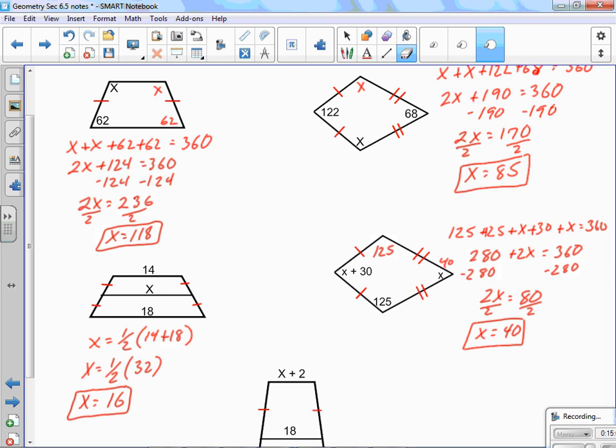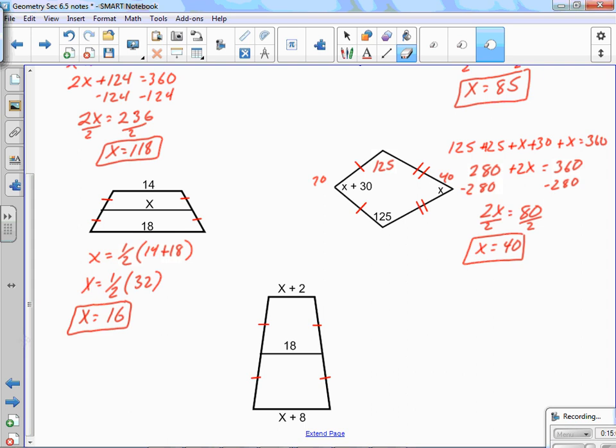And then the last one here is another mid-segment problem, trapezoid. A little bit different because we have an actual value for the mid-segment and the x's are in the bases. But we know that the mid-segment length is equal to half of the sum of the bases. So to set it up, we're going to say that 18 being the mid-segment length should be equal to 1/2 of the two bases added together. So x plus 2 plus x plus 8.